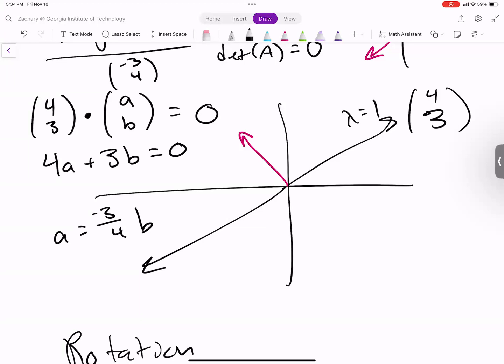We have 2 variables, 1 equation. We're going to have a free variable. We get to pick one of those numbers. Don't pick 0. It's not very interesting. And also 0 is never an eigenvector.